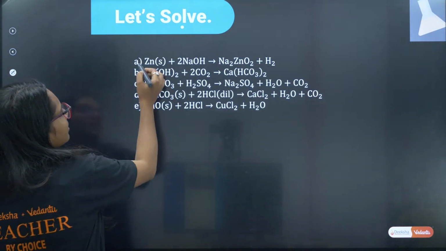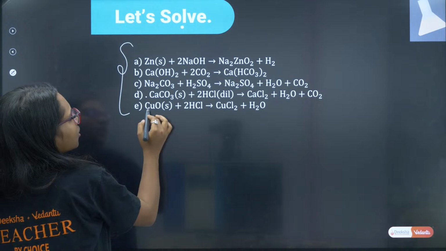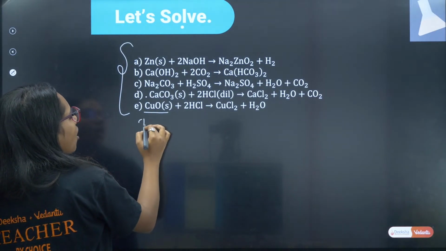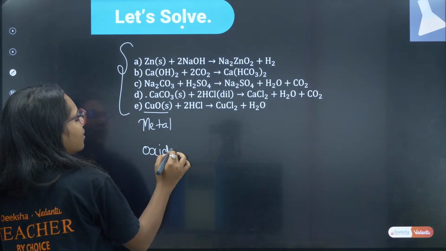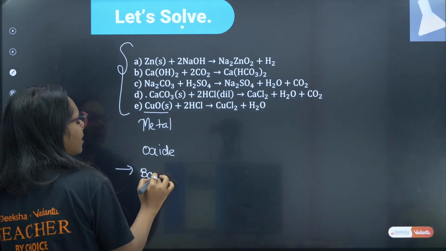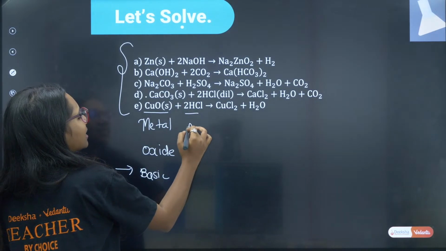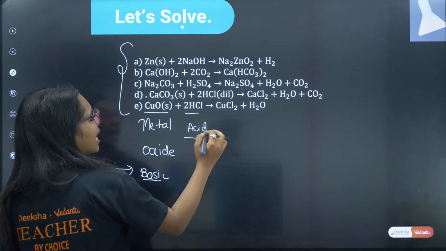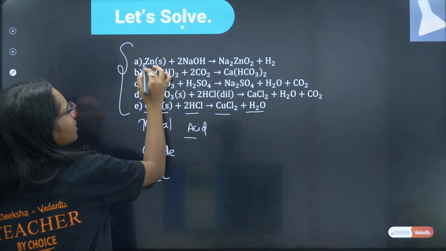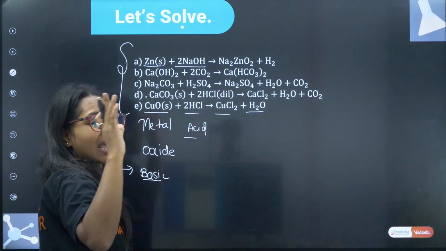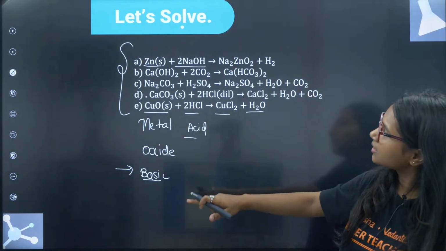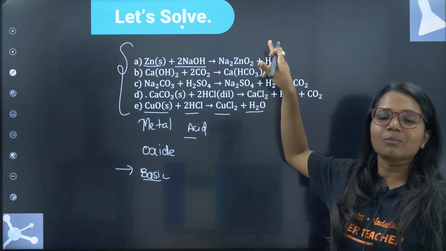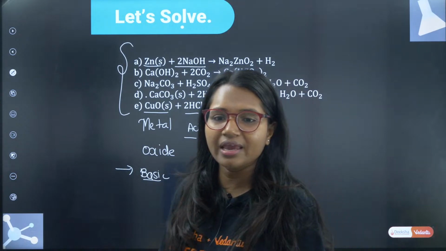See here, this is the solution. Copper oxide. Metal oxides are basic in nature. This is metal oxide. This is basic in nature, right? This is acid. So, base plus acid, salt plus water. Zinc plus NaOH. This is the balanced reaction. All these reactions are balanced reactions. Okay, fine.